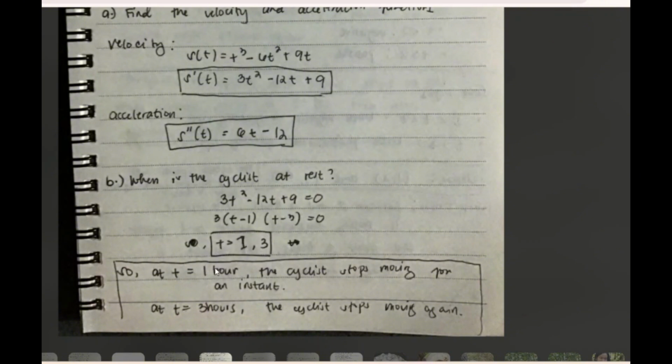To interpret this, at t equals 1 hour, the cyclist stops moving for an instant, and at t equals 3 hours, the cyclist stops moving again. Therefore, after 1 hour the cyclist stops moving, and then after 3 hours the cyclist stops moving again. That is how it works.